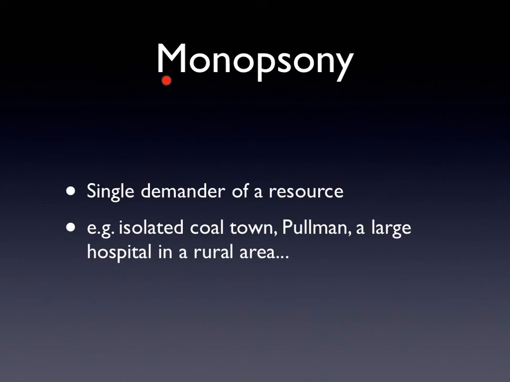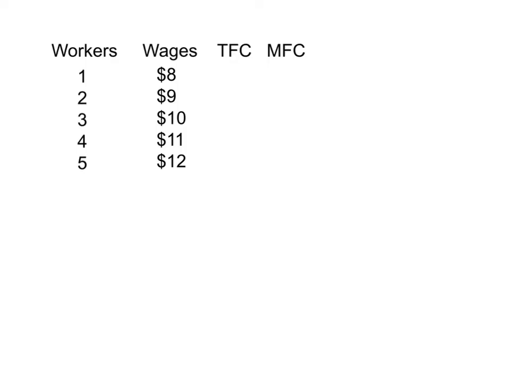And when we have monopsony, we're going to have a very different understanding of how that labor market is going to work. Because monopsonies are the only source of work in the town, in order for them to find more workers, they're probably going to have to increase their wages. Such that if there was one worker that was willing to work at $8 an hour, that's it. Nobody else is willing to work at $8 an hour. In order to get a second worker, the monopsony is going to have to increase the wage to $9 an hour.